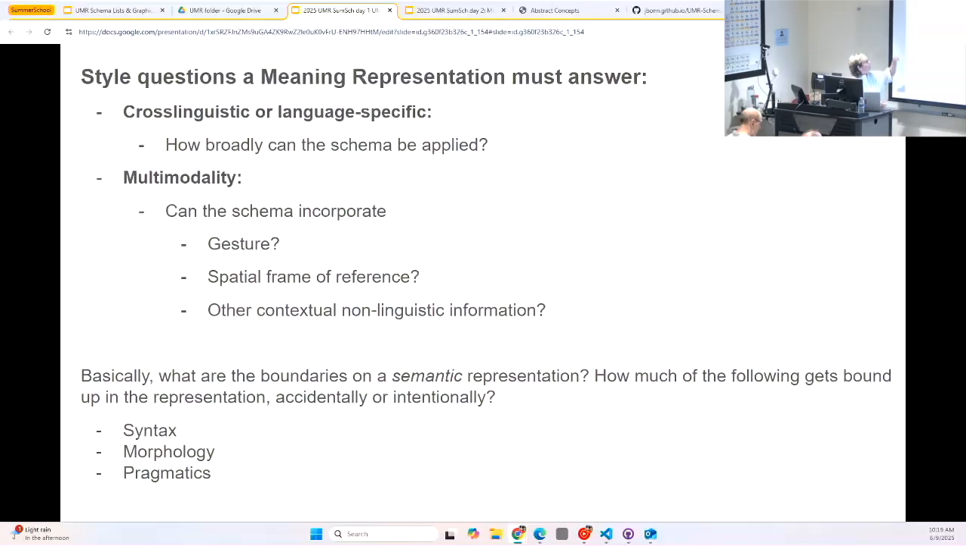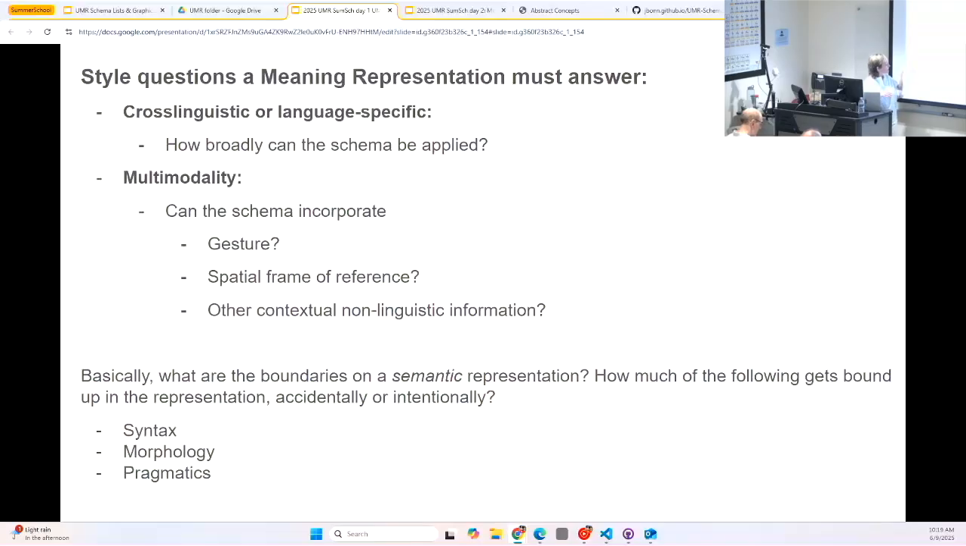And multimodality, we already said a little bit about this, but there's so much information that is pragmatic that you could choose to incorporate into your representation. Do you want to incorporate some link to gestures that people make? Do you want to incorporate documentation of spatial frame of reference?